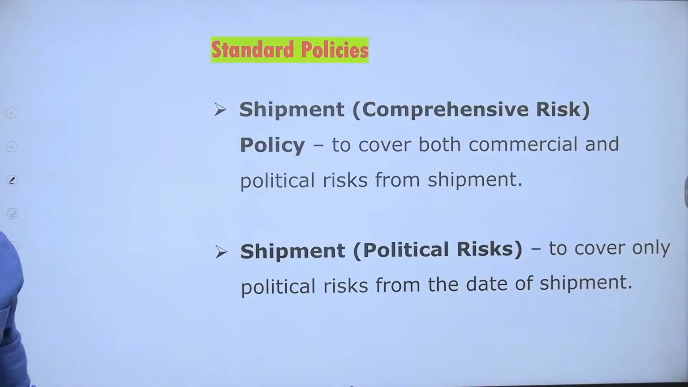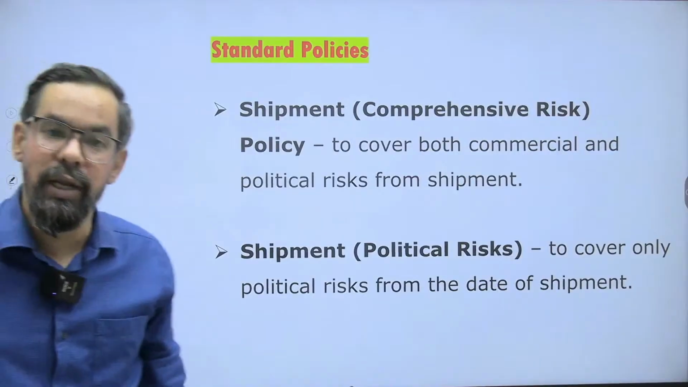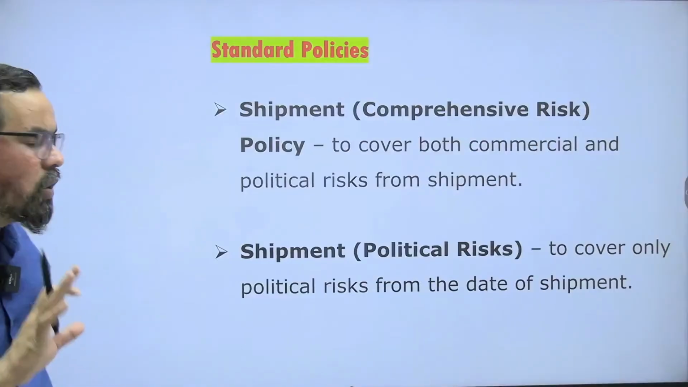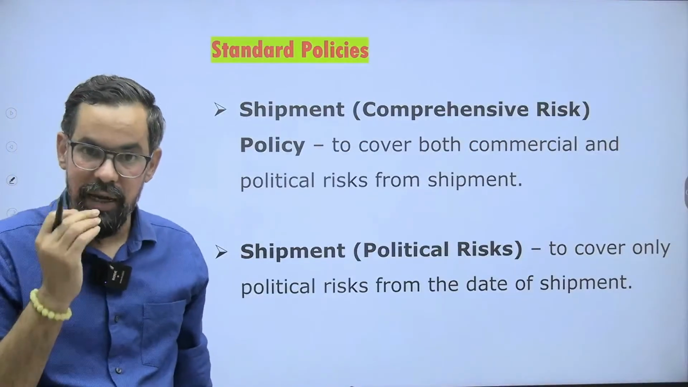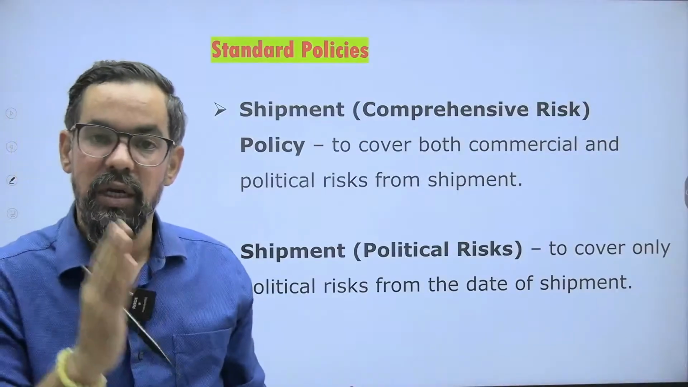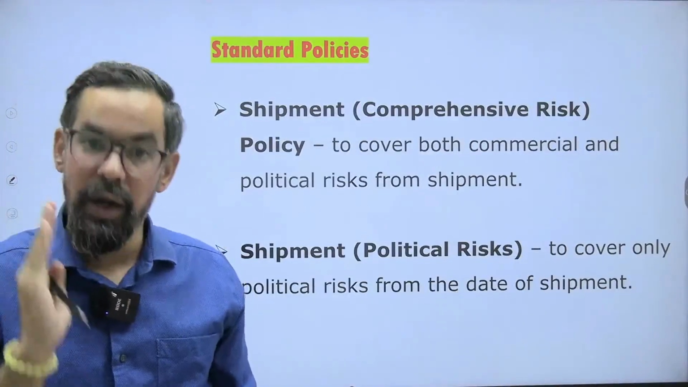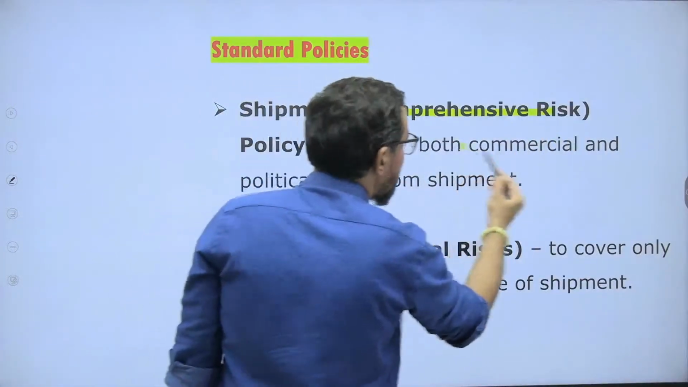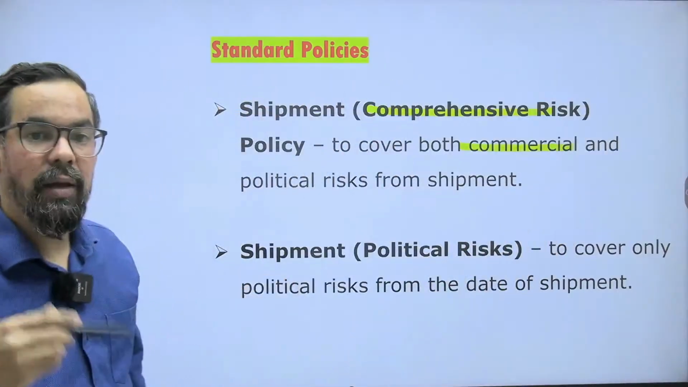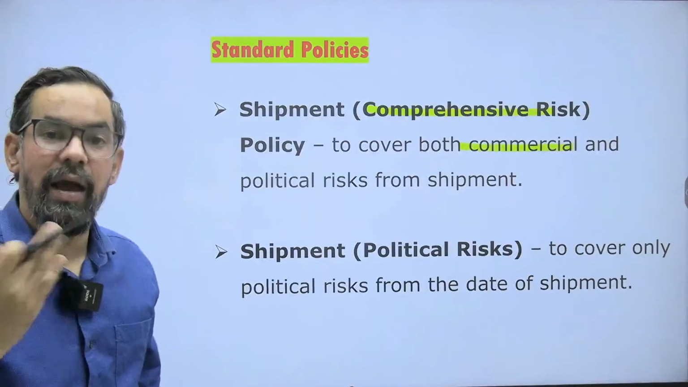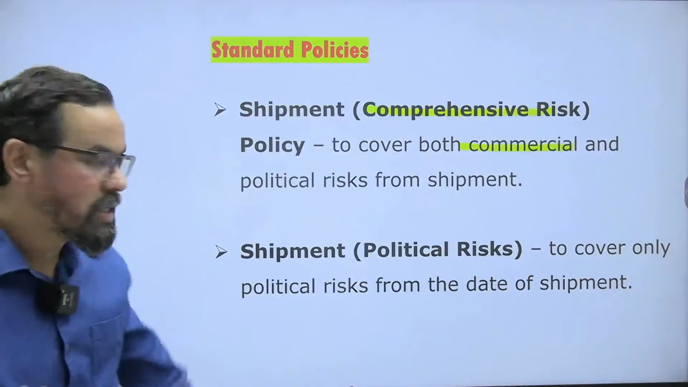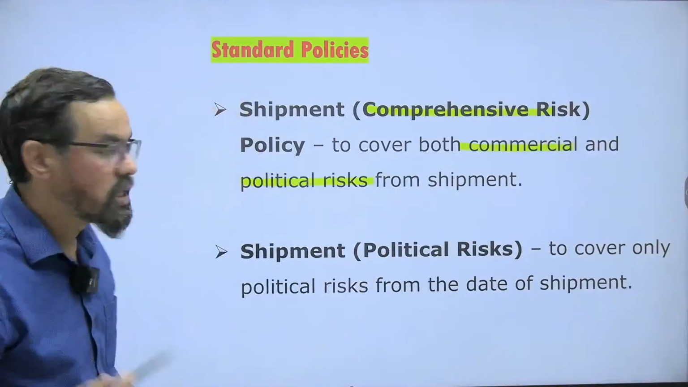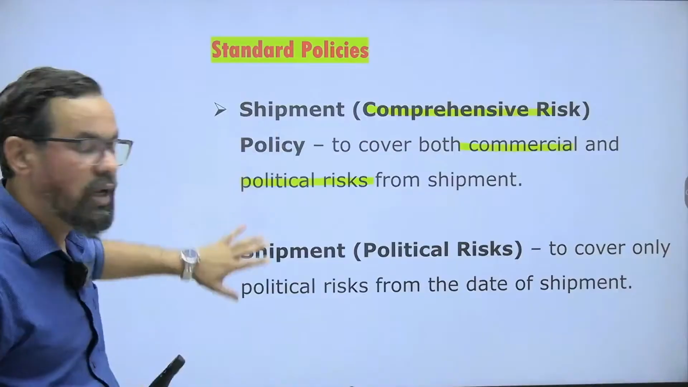Standard policy. Most of the policies are generally linked with the standard policy. So standard policy we have two. One is comprehensive. Comprehensive means it is going to cover both types of risk, commercial as well as country risk. So a comprehensive risk policy covers commercial risk, that is obligor risk or buyer risk, default by the buyers, that comes under the commercial. And political risk, that is country related risk. So one is comprehensive, another one is political risk.